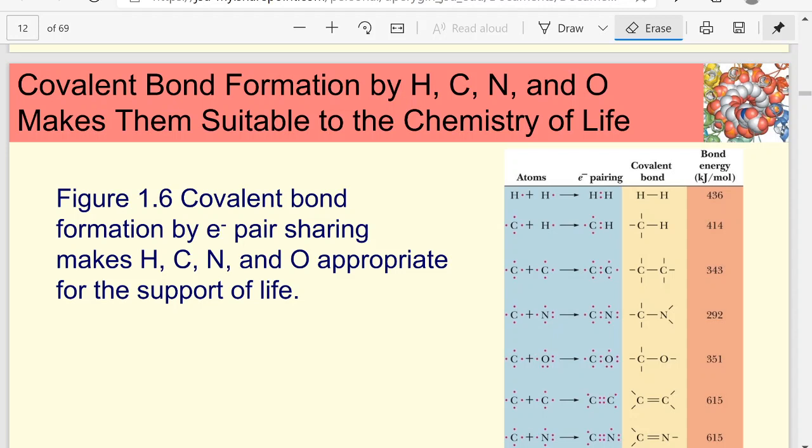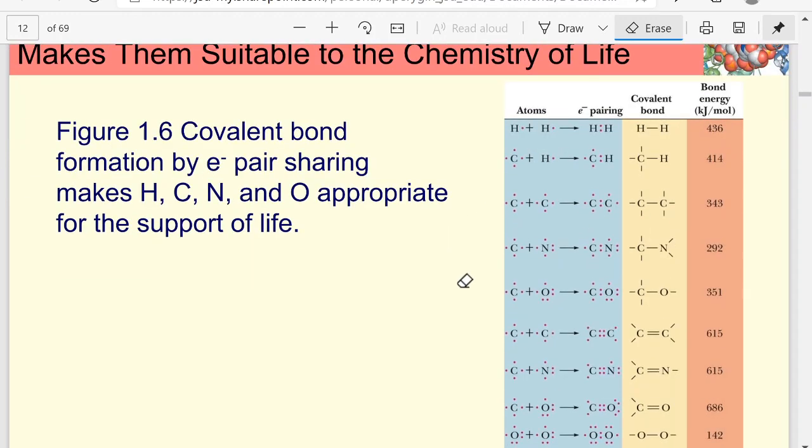Hello and welcome back. As we talked about in the last video, covalent bonds are important for the type of bonds we're going to see in biological molecules. So most of the bonds in biological molecules are actually covalent bonds, and we see that these bonds have very large bond energies. So that means these are very strong bonds. Some of the more common bonds that we're going to see are carbon-hydrogen bonds, carbon-carbon bonds, carbon-nitrogen bonds, carbon-oxygen bonds, and so forth.